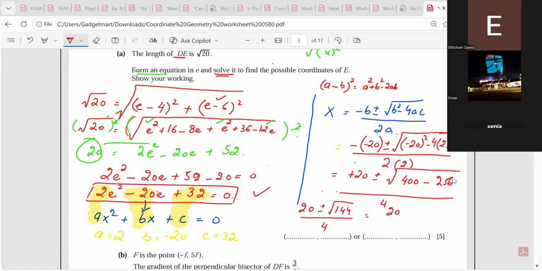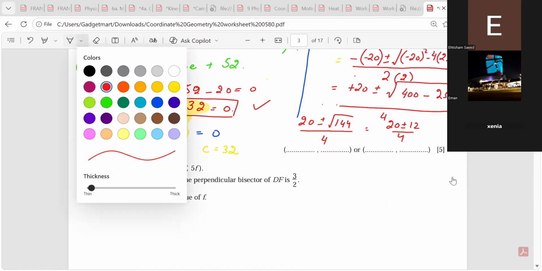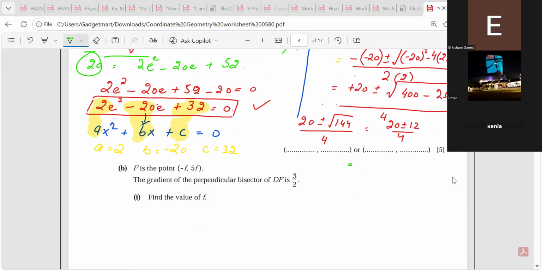So plus minus 12 divided by 4. Now what are we going to solve? Basically now you have to solve it: 20 plus 12 by 4, first one, and 20 minus 12 by 4, second one. So this will be 32. So 32 divided by 4 becomes 8, and 8 divided by 4 is equal to 2. So we have got two values of E, one is 8 and other is 2, right?